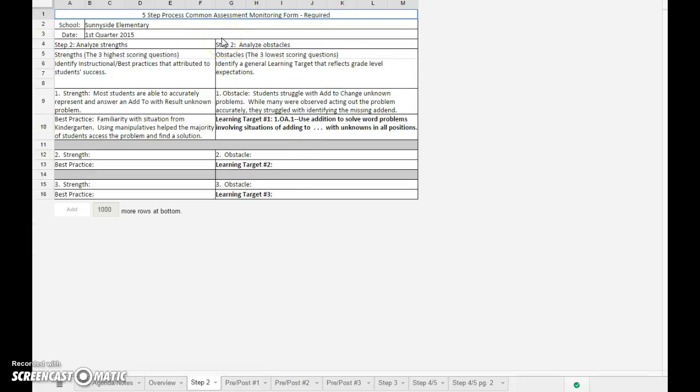Again, they identified their first obstacle was students struggle with add to change unknown problems. While many were observed acting out the problems accurately, they struggle with identifying the missing add-in. So their learning target will be this.